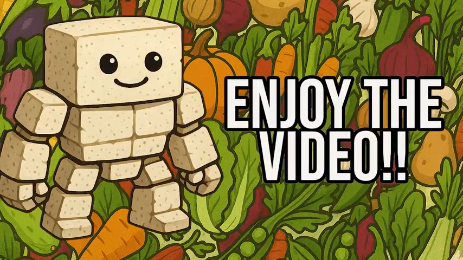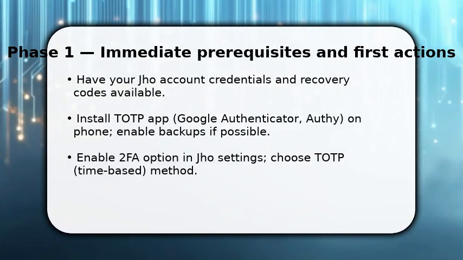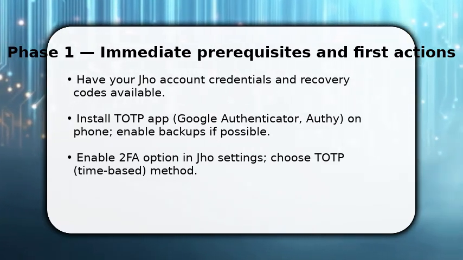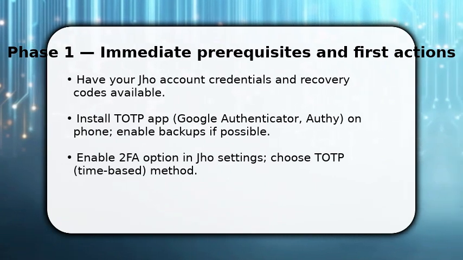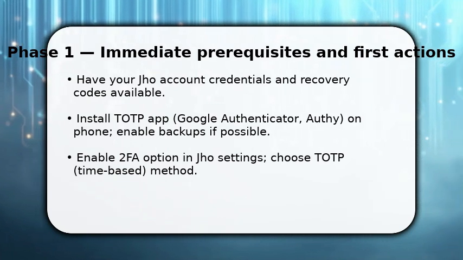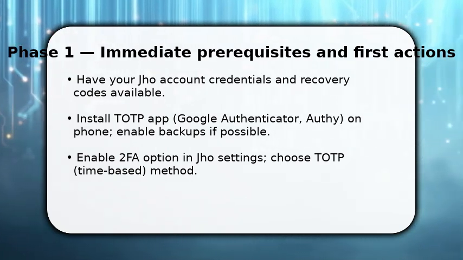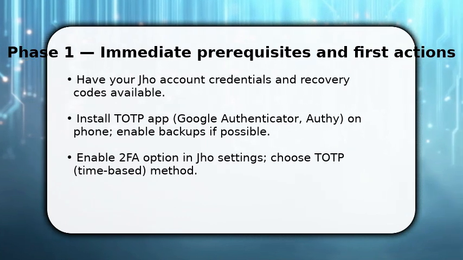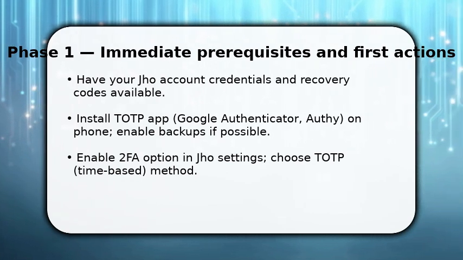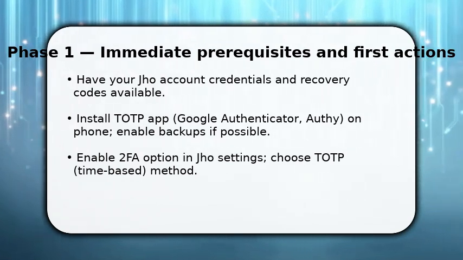Please enjoy the video. You start by gathering essentials: your JHO login, recovery codes, and a TOTP app on your phone. Once installed, open JHO settings and navigate to security, then two-factor authentication. Select TOTP as the method. This tells JHO to use time-based codes, which are more resilient. Make sure your phone clock is set to automatic time, otherwise codes will drift.